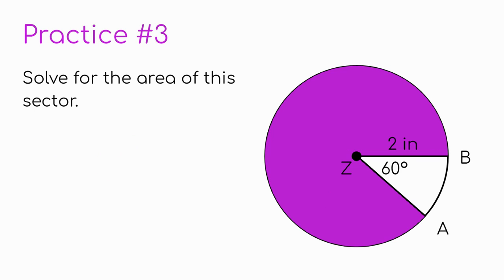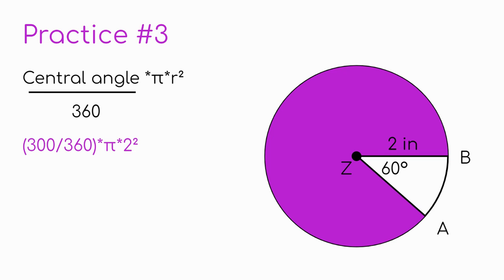All right, I'm going to do one more with you. Solve for the area of this sector. Pause the video and try to find the area of the purple section. All right, so I did try to trick you. I didn't give you the central angle for the purple part; I gave you the central angle for the white part. What you should have done was take 360, which is a whole circle, subtract the 60, and find that the central angle for the shaded section is actually 300 degrees. So 300 divided by 360 times pi times radius squared, where your radius is 2. Plug that into your calculator and you get 10.47 inches squared, and that's sector area.